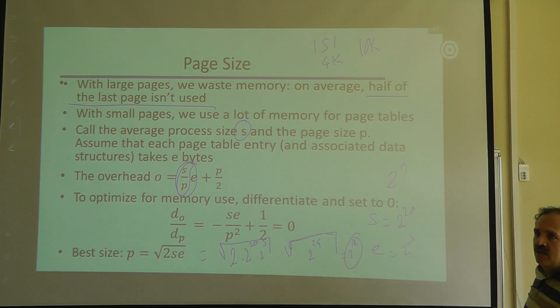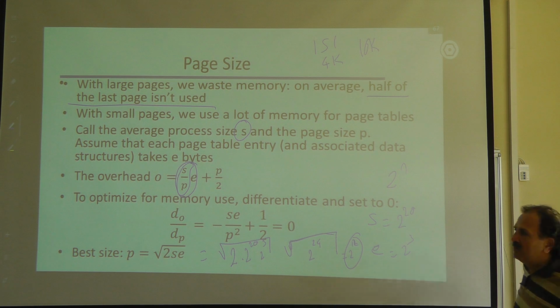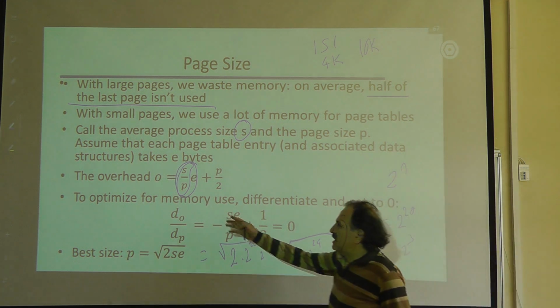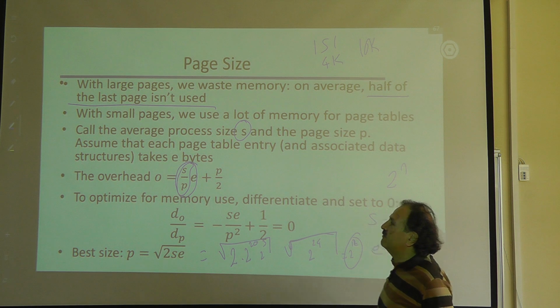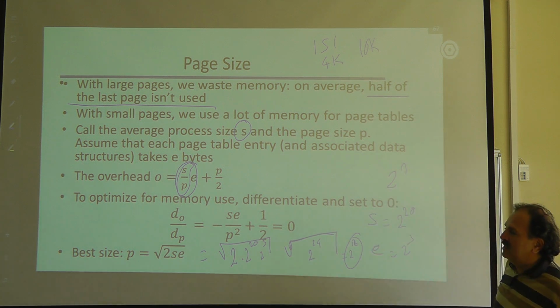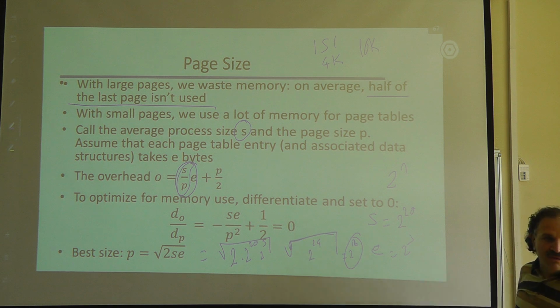You might consider that this is only considering the overhead of using the pages, but the overhead of using pages might cost you some CPU time too. This does not consider any CPU time. That's the problem with this one. So this is not the ultimate formula for deciding on the page size. This just considers only the memory usage, the wasted memory.